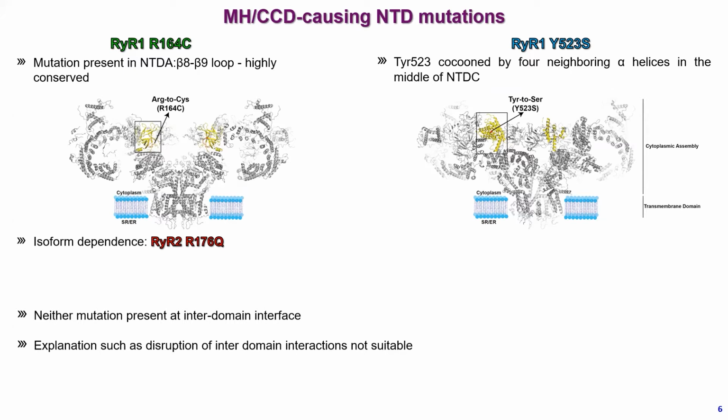domain C. Now, in addition to the R164C, we also studied the R176Q mutation in the cardiac isoform, since it represents an equivalent loss of positive charge in a different isoform. A point to note is that neither mutation is present at an interdomain interface. So an explanation such as disruption of interdomain interactions is not suitable for explaining the molecular mechanism of these mutations.